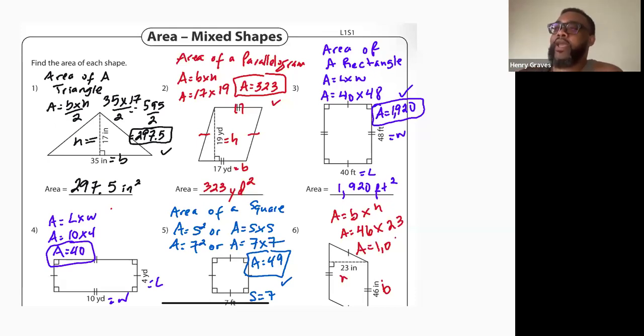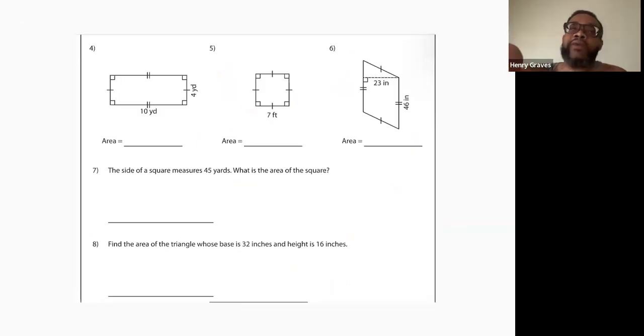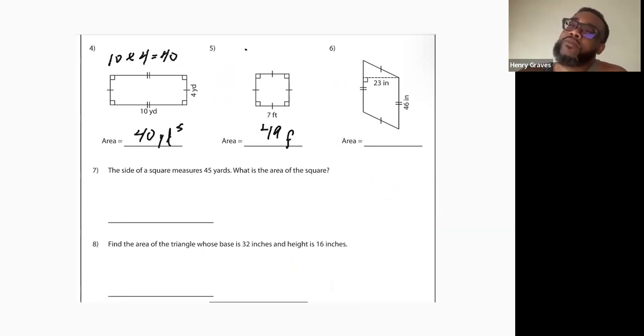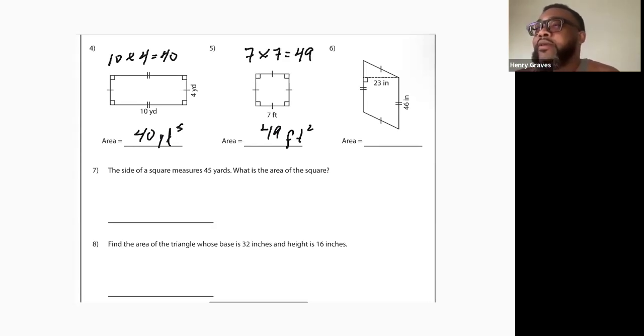Now I'm going to go to the second page, and I'm not going to worry about these first 4 because I already did them. I already did this one here. I know the area was 40 yards because I did 10 times 4, right? To get me 40. This other guy was 49 feet squared. We did that already because that was 7 times 7. And then this guy here was 1,058 inches squared, okay? Because that was 46 times 23.